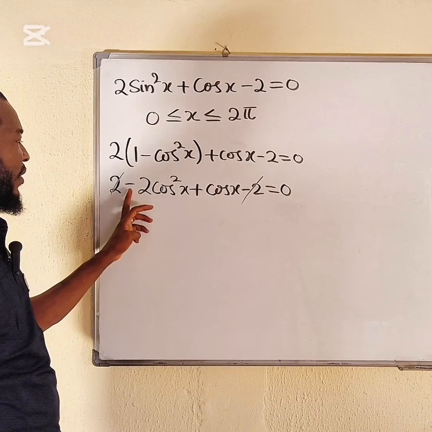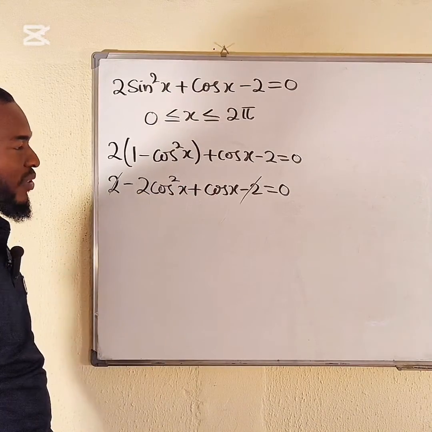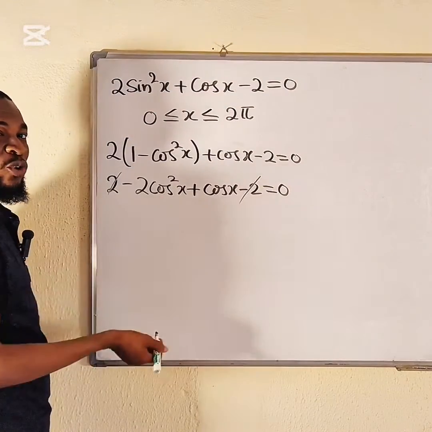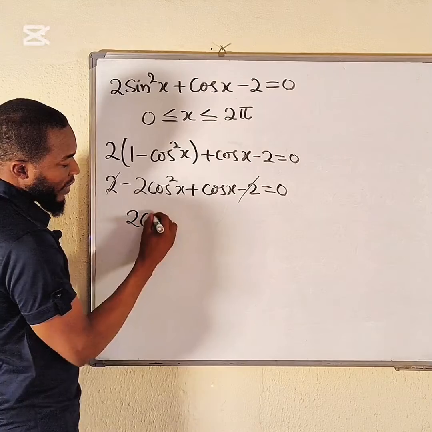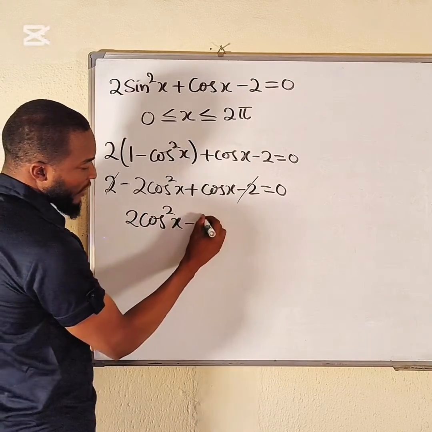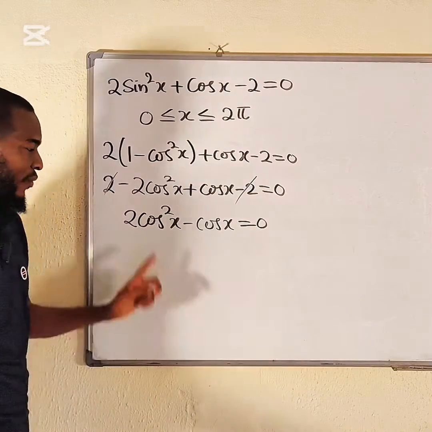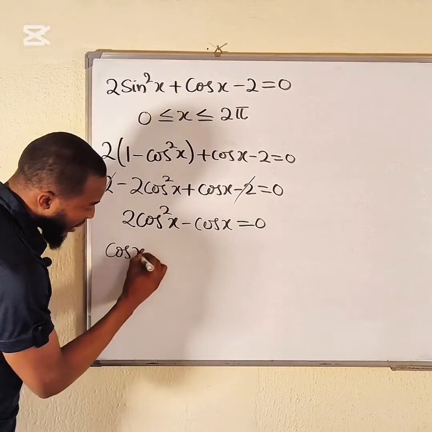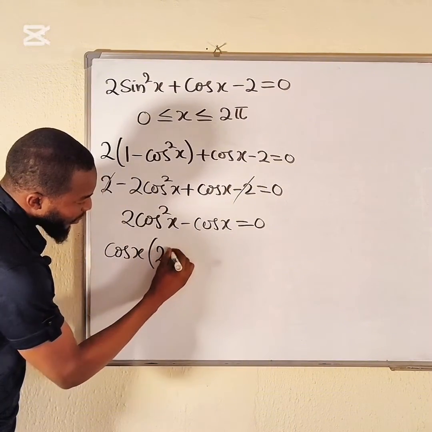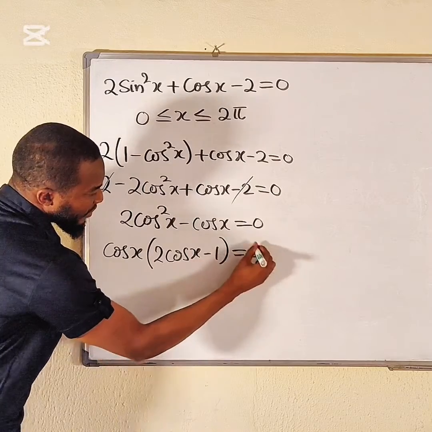We only have negative 2 cosine squared x plus cosine x equal to 0, but I would like to multiply by a negative sign so that this becomes 2 cosine squared x minus cosine x equals 0. We have cosine x in both terms, so let me bring it outside. Cosine x outside. Inside we have 2 cosine x minus 1 equals 0.